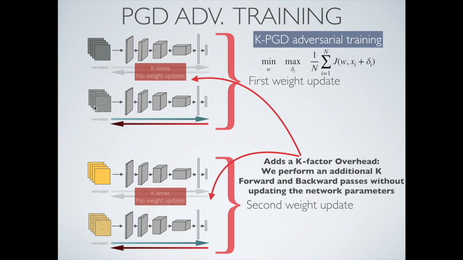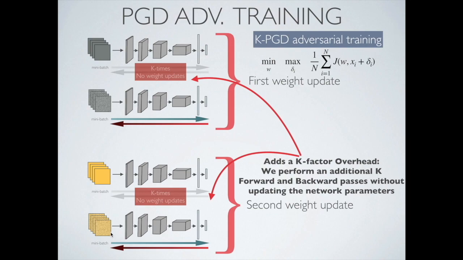And what we do is we basically forward and backward pass this one last time, and this time we do update the network weights. And after this, we go on to the next mini batch. Again, we do k forward and backward passes without updating the network parameters to generate the adversarial perturbations. And then we train on these adversarial examples finally after these k steps. So basically, for every minimization update, now we have an additional k forward and backward steps which we are taking without updating the network parameters.